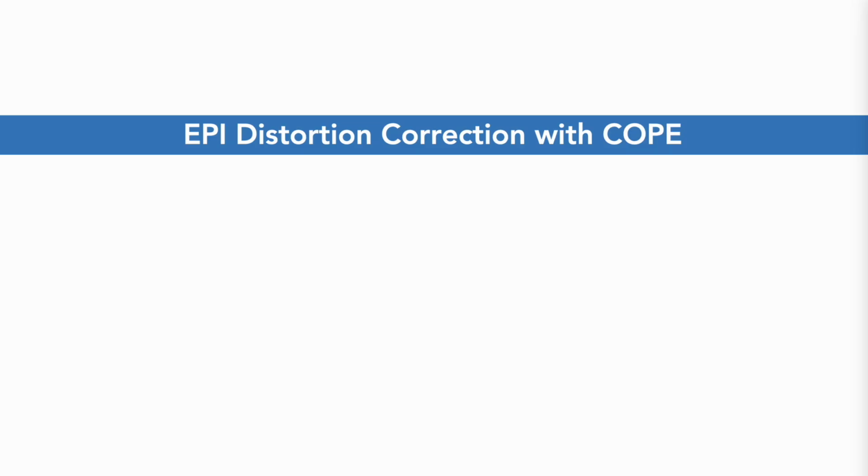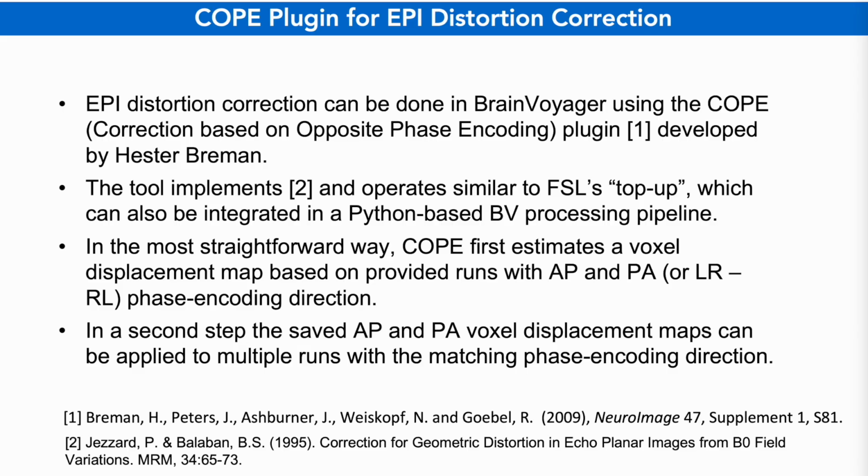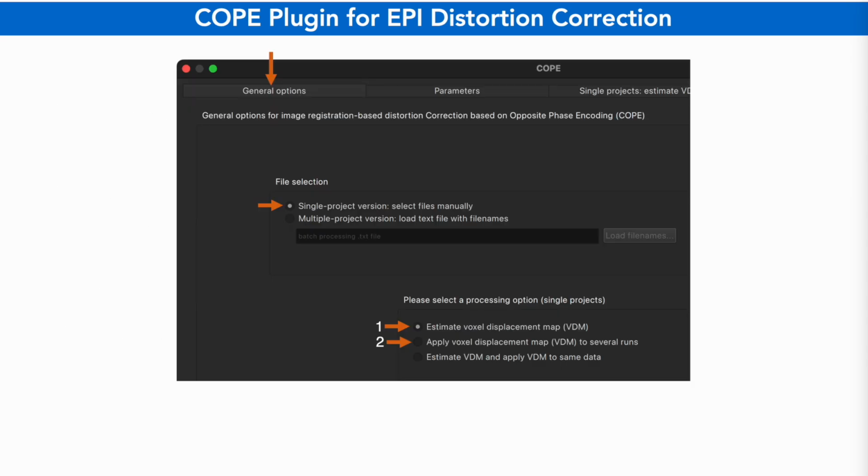EPI distortion correction, I will not talk much about. We have a tool in BrainVoyager, a plugin called COPE, correction based on opposite phase encoding, which basically implements the top-up approach and does this quite similarly. I'll just show this here. Tomorrow we'll practice how to use it.